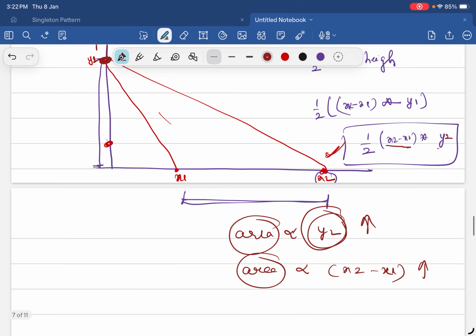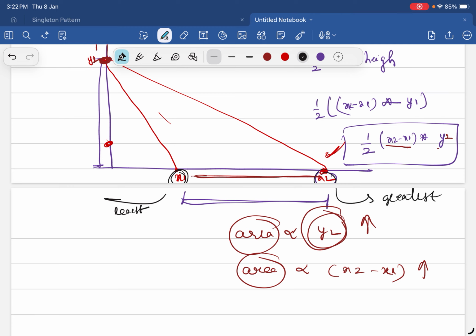Now in a similar way, if I want to maximize this difference, can I say I need to choose this x1 which is the least, and can I say I have to choose this x2 which is the greatest?